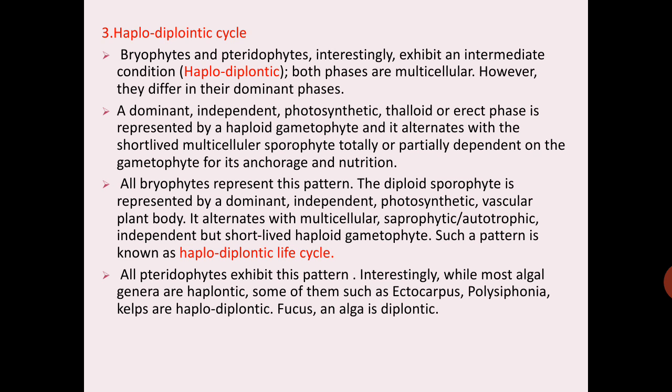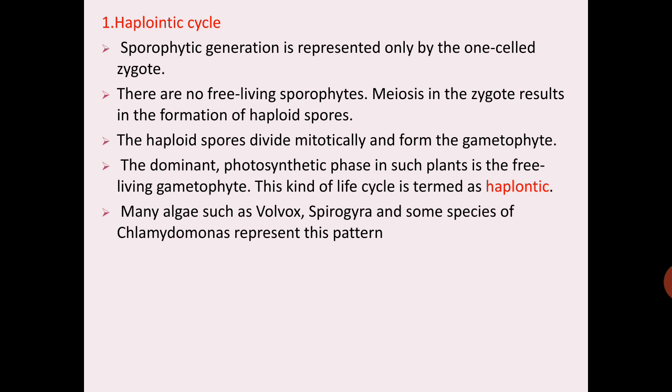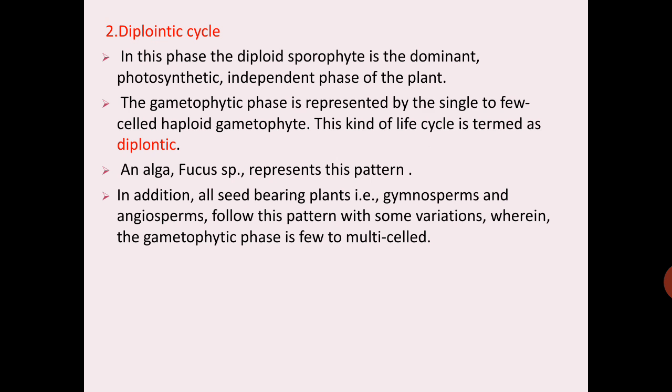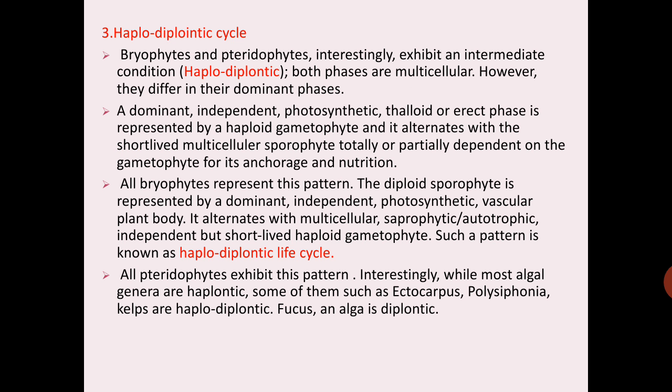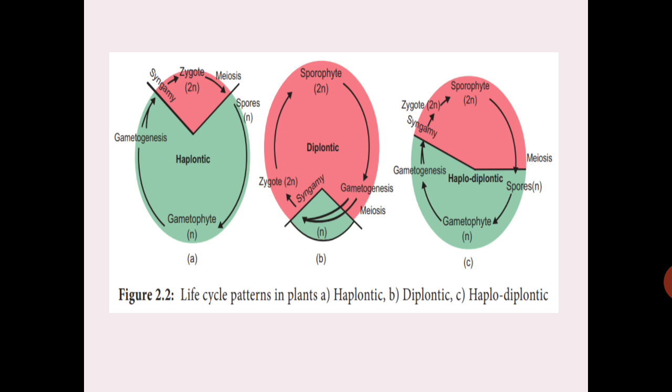So remember, this question may be asked in the exam, alternation of generation, where you have to explain all three: haplontic cycle, diplontic cycle and haplodiplontic cycle. This is the diagrammatic representation of the haplontic, diplontic and haplodiplontic cycles. So please, along with the diagram, explain each cycle. So this is about the alternation of generation.